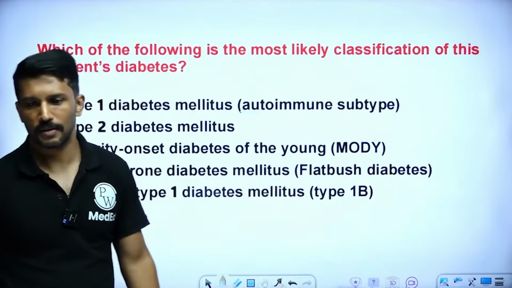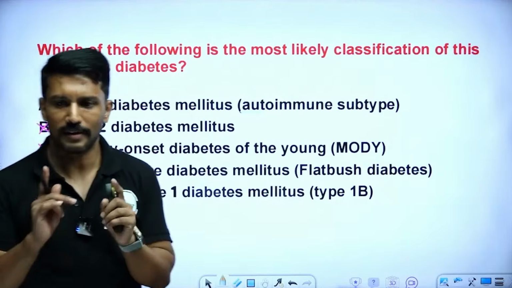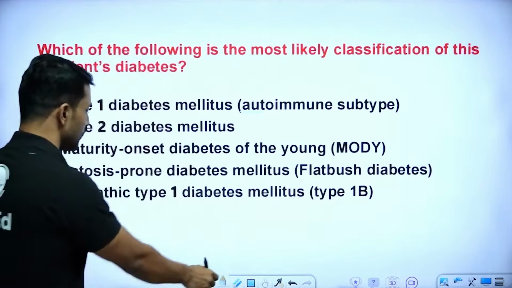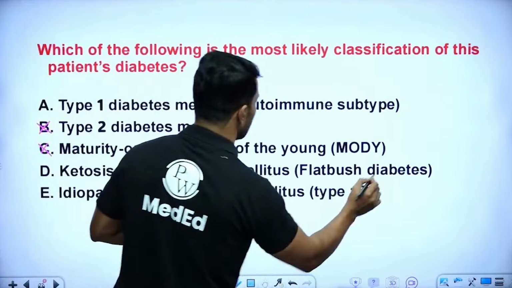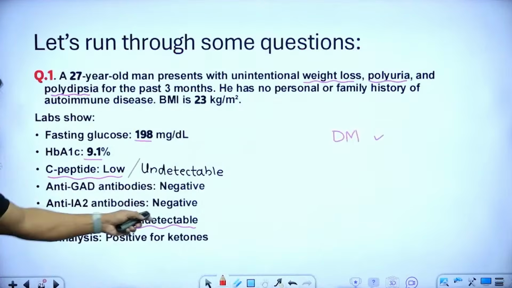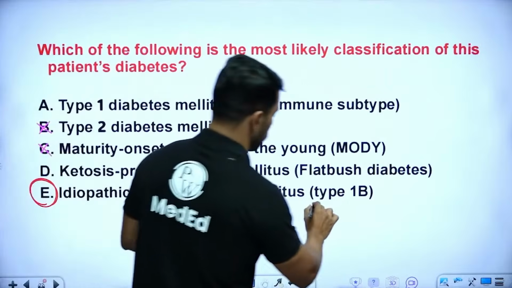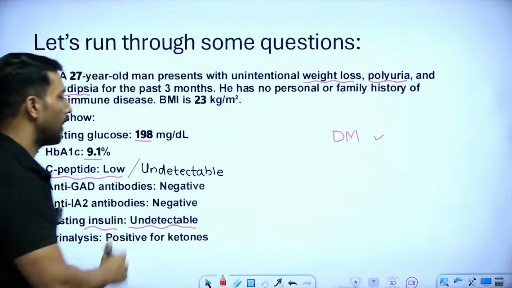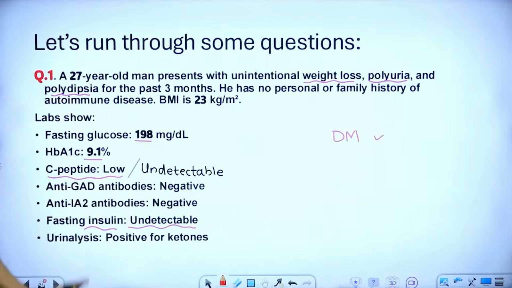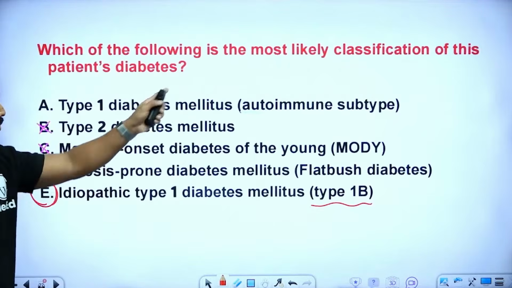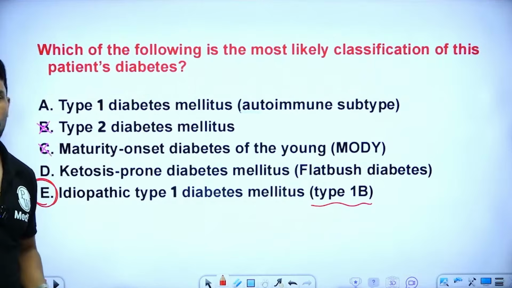So what should be our answer here? Yes, most of you got it right. It is type 1, and it is idiopathic type because antibodies are negative. So correct answer would be idiopathic type 1 diabetes mellitus, type 1B. The same question, if I go back and flip and say one of these antibodies is positive, let us say anti-IA2 or anti-GAD is positive, then the diagnosis changes to type 1A or autoimmune subtype.